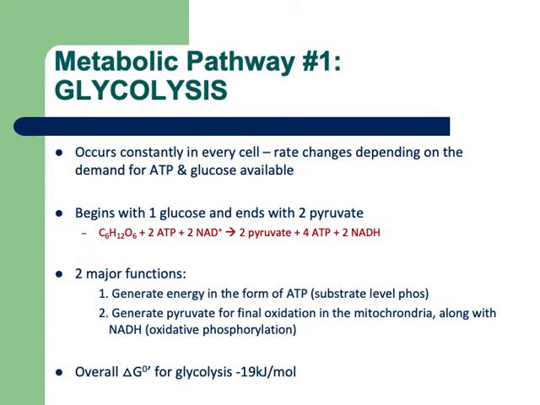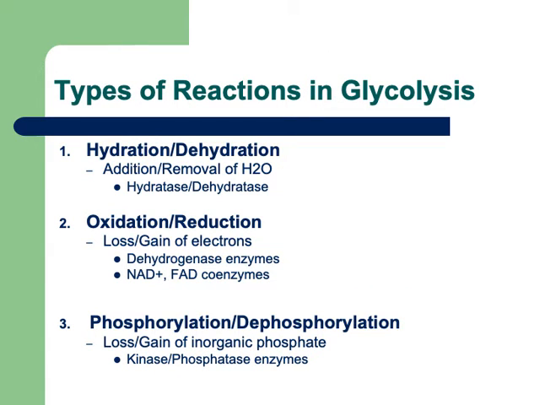Glycolysis has two major functions. One is to generate energy in the form of ATP, and this is through substrate level phosphorylation. The second is to generate pyruvate for final oxidation in the mitochondria, along with NADH, which is the substrate used in the electron transport chain for oxidative phosphorylation. The overall Gibbs free energy of glycolysis is negative 19 kilojoules per mole, which means its overall reactions are exergonic and therefore favorable. There are three main types of reactions in glycolysis.